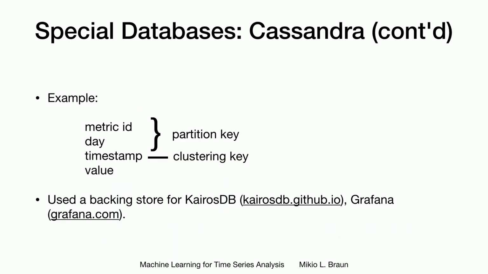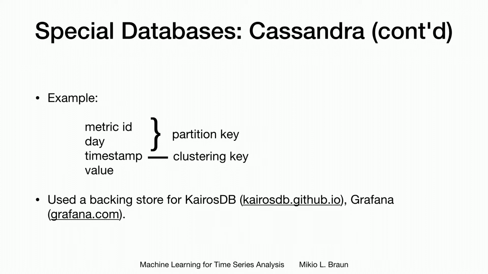So, okay, how does it look? Let's say we have a table, and what we want to put in is the metric ID, which is the ID of some sensor data that we're going to measure, then a day and a timestamp, and the actual value of the metric, okay?